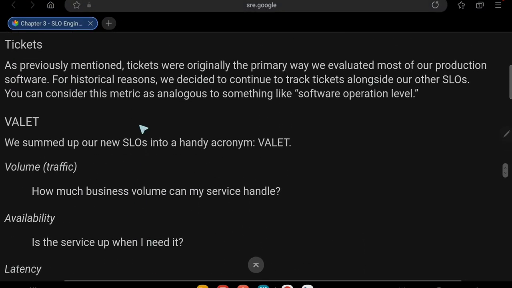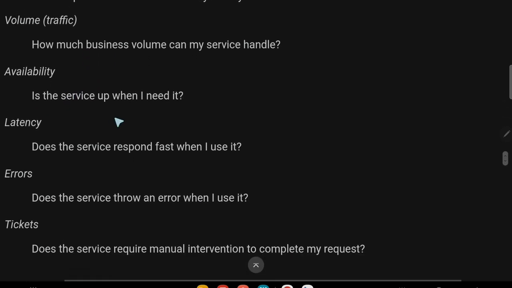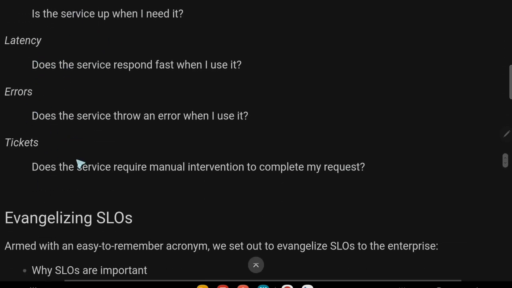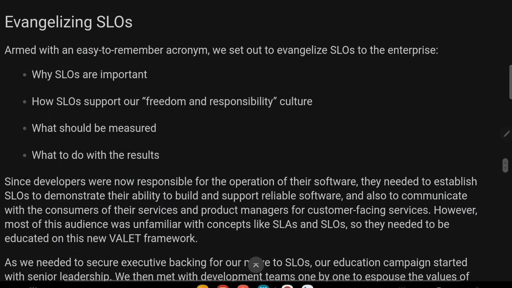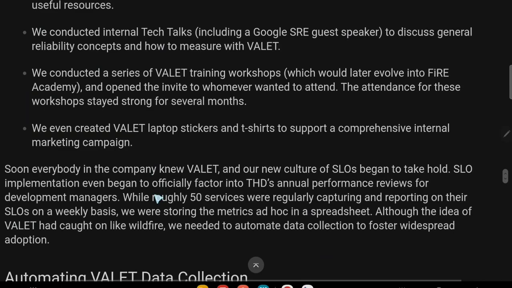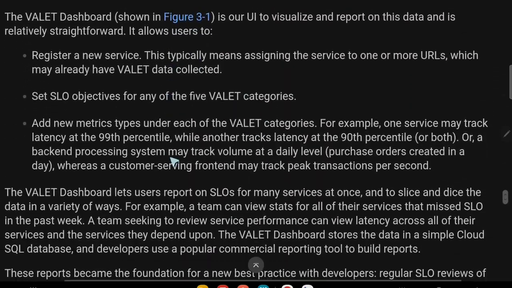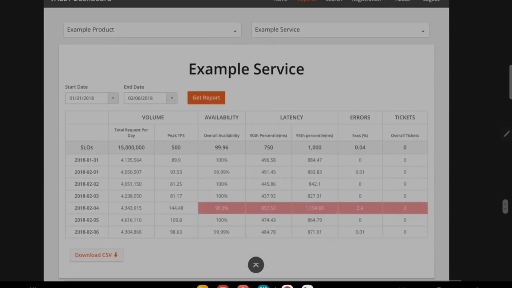So they measure, it's always good to keep up with all this. They have this valet, which is a dashboard which summarizes everything: the volume, how much traffic, the availability of the service, the latency, the errors, the tickets. Everyone who's been for a couple of years in the industry knows all these metrics. It's nice that you can have a dashboard. They have here the dashboard. It's actually, this one is a good summary. It looks good. I like this dashboard.